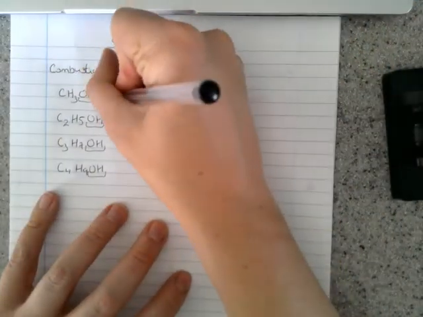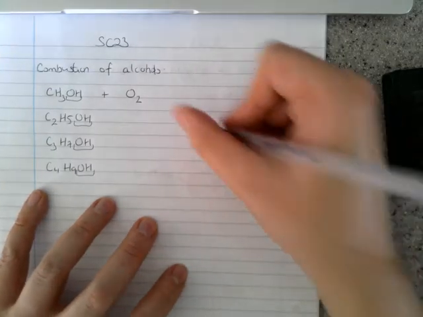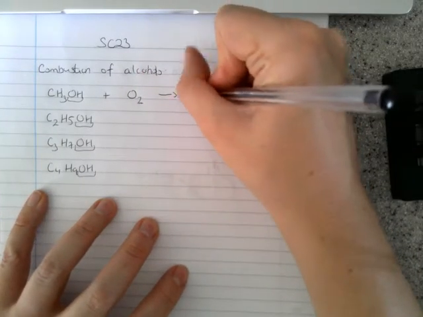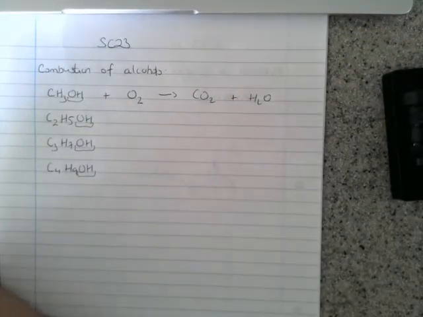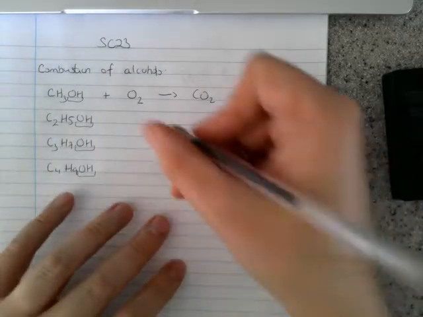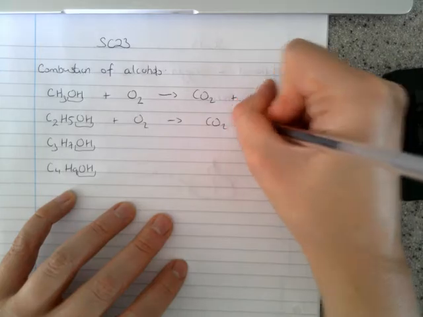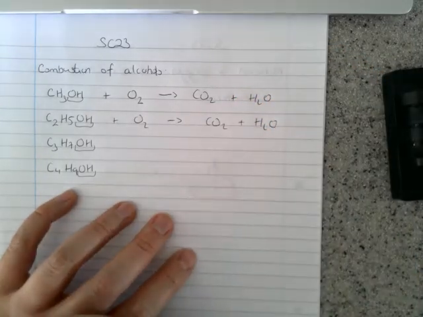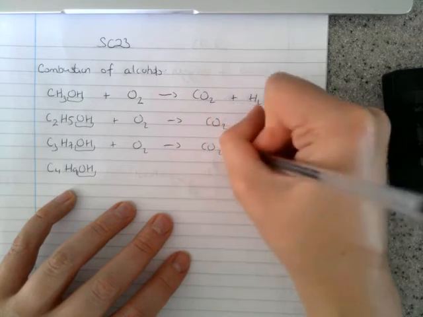If you're combusting alcohols, you are reacting them with oxygen. So you're burning them in oxygen, they react with oxygen, and they form CO2 and H2O. So exactly the same products as the complete combustion of a hydrocarbon. And it doesn't matter which of these alcohols you burn, you're always going to form CO2 and H2O. The only thing that's going to change is the balancing of your equation will change.